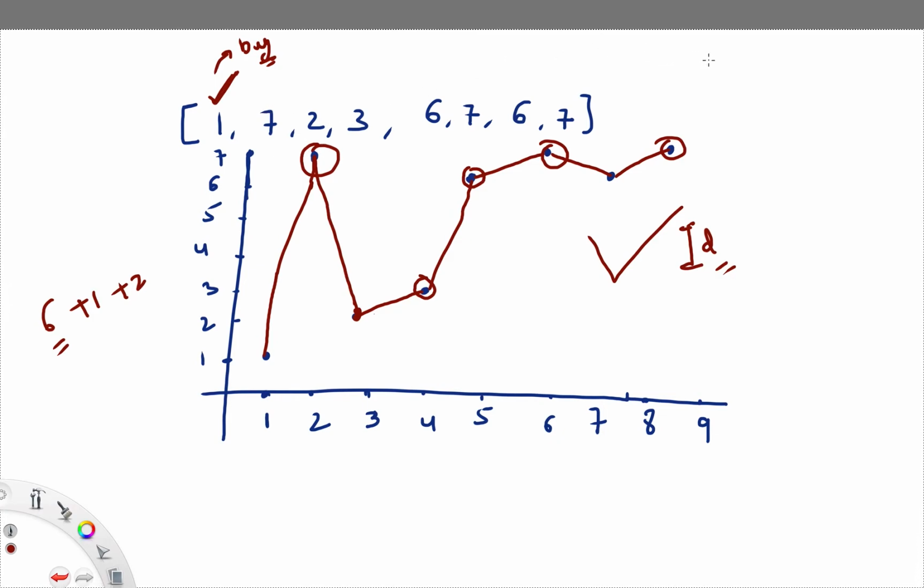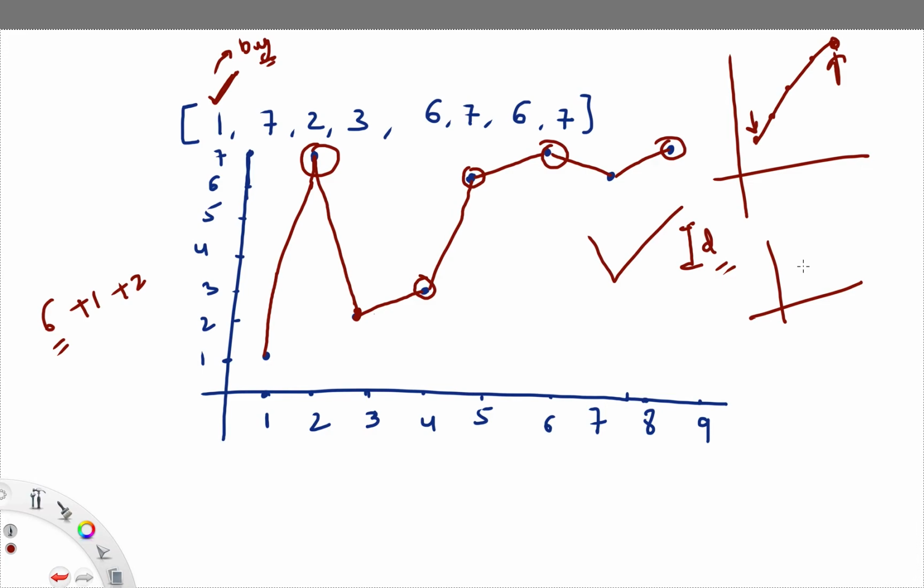For example, let's say I have this valley, so I have this curve. Let's say from here it goes from 1 to 2, 2 to 3, 3 to 4, 4 to 6. If something like this is happening, I will start buying from here at 1, keep adding all these profits, and actually sell on the last day. So whenever we have a peak or a valley, we have to take that difference.